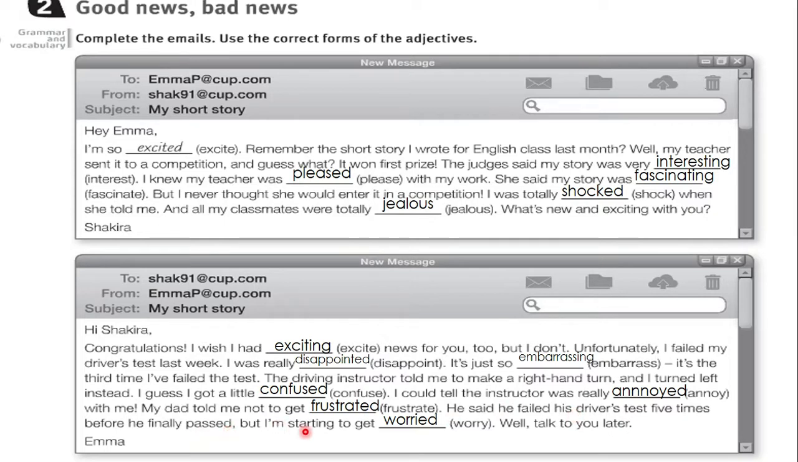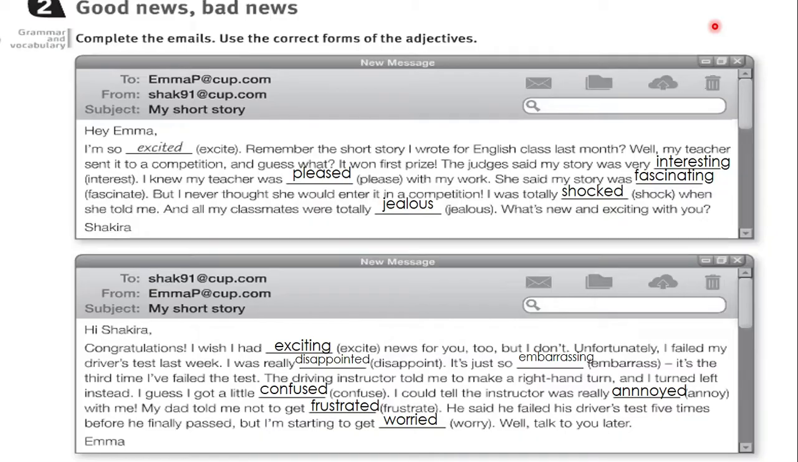"But I'm starting to get worried." Okay? Remember that we use get followed by a verb that ends in -ed, okay? Don't forget also the verbs, okay? Got confused, get frustrated, I'm starting to get worried, okay? We'll talk to you later, okay?